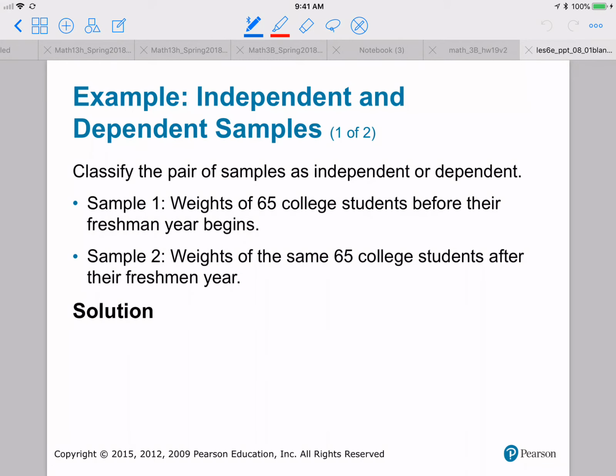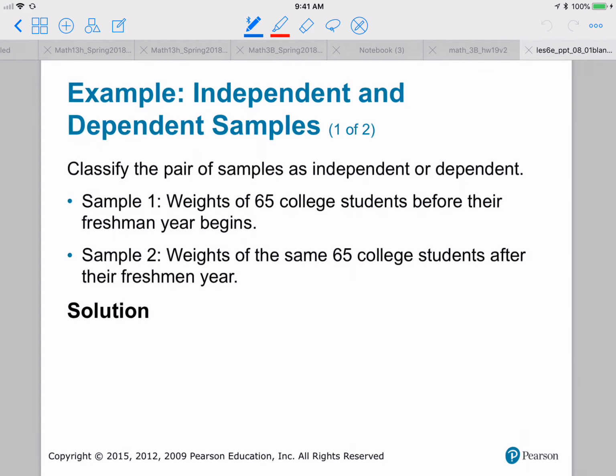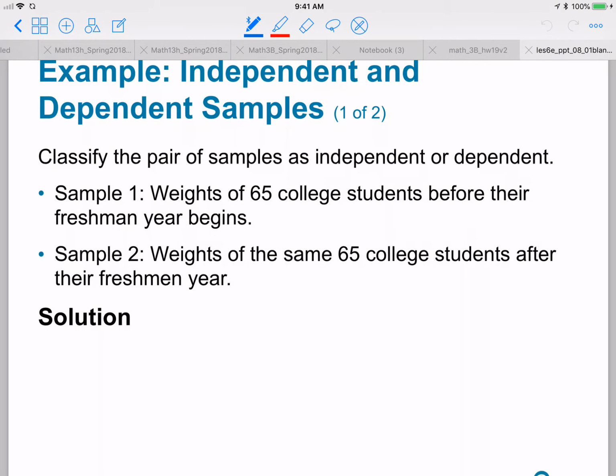Okay, so let's do this example here. Classify the pair of samples as independent or dependent. I'll let you read it. Okay, so the answer is dependent. And this is a classic case, as I mentioned, before and after, right? So you'll have 65 data points in your sample 1 and 65 data points in sample 2. And you can pair up the data points according to the person whose weight gives you the before and after.